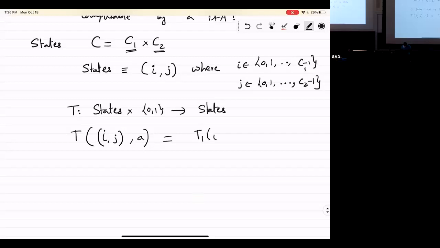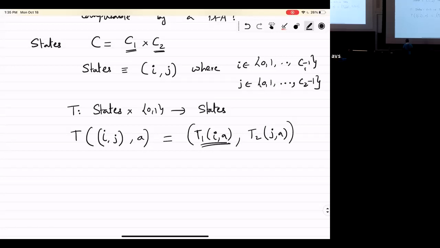Exactly. So T1 of I comma A, which is mimicking the first machine's behavior on the contents of the first memory, and T2 of J comma A. So there are two people now hopping around, and we as a universal controller are instructing them how to move in some sense.